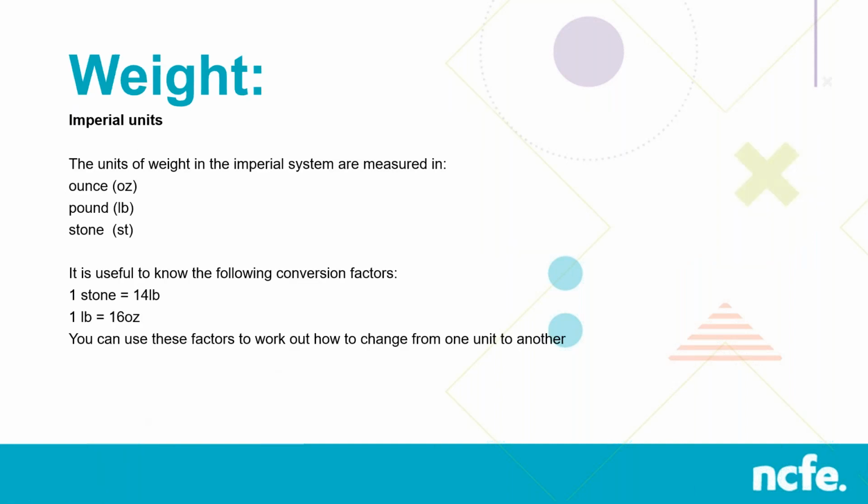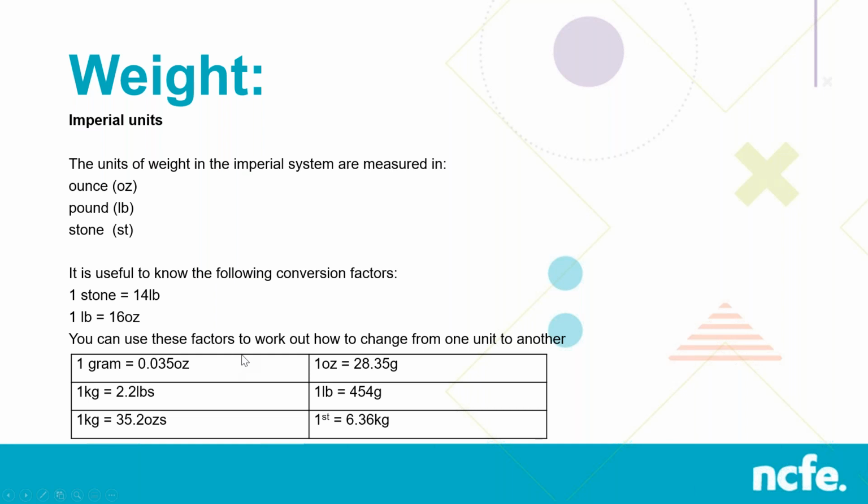The units of weight in the imperial system are measured in ounces, pounds, and stone. So it's useful to know the following conversion factors. 1 stone is equal to 14 pounds, 1 pound is equal to 16 ounces. You can use these factors to work out how to change from one unit to another.